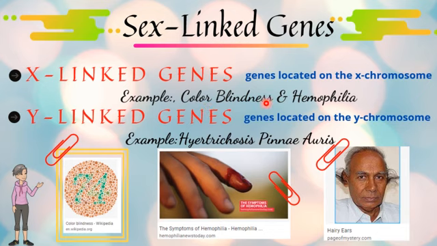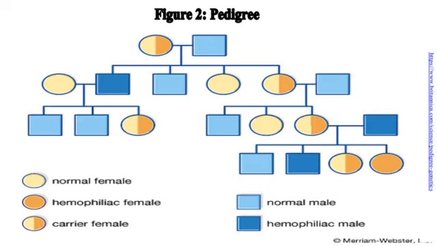And color blindness and hemophilia can happen to both male and female because they are X-linked. We know already that both male and female have an X on the chromosome. To further elaborate on this topic, here is a sample pedigree chart, a sample figure, wherein it shows how the disorder is inherited from parents to offspring.